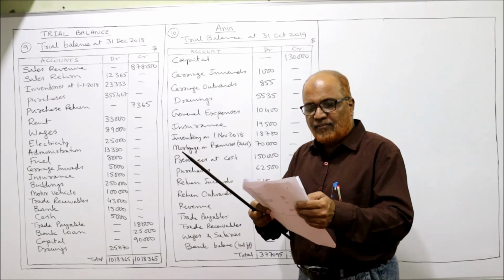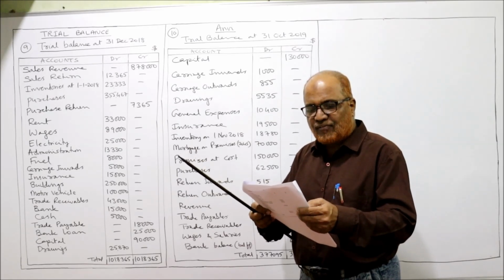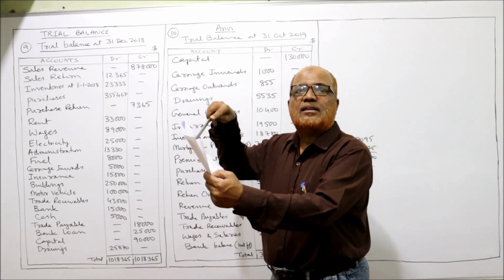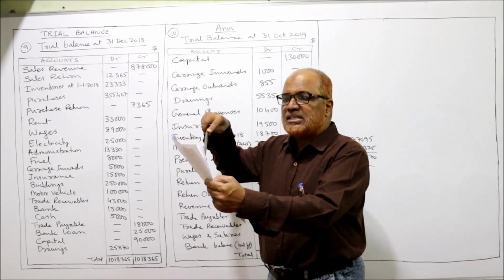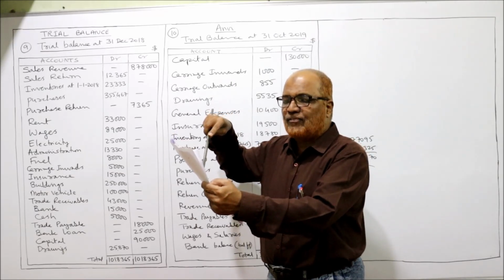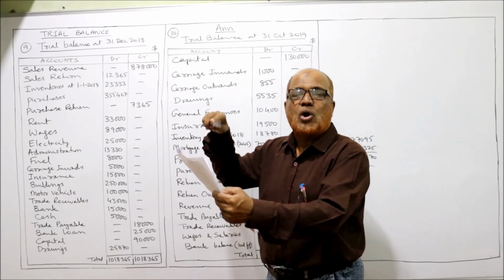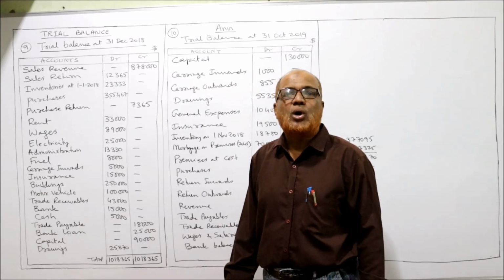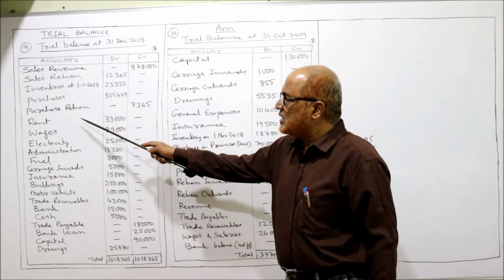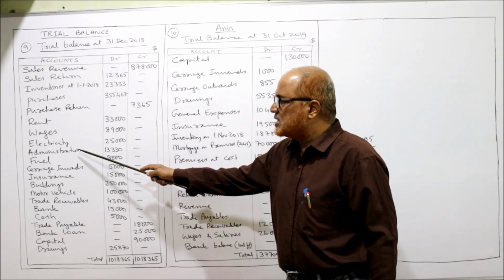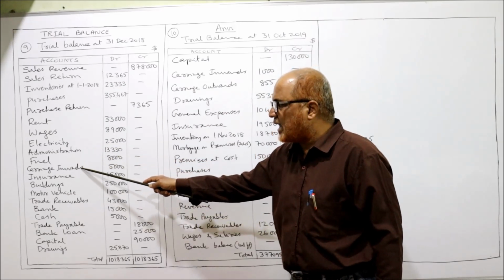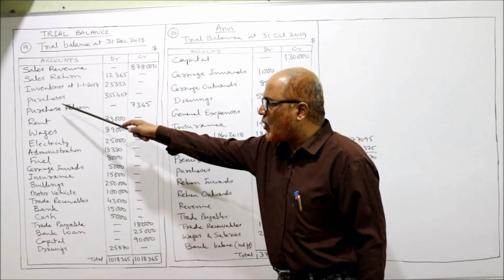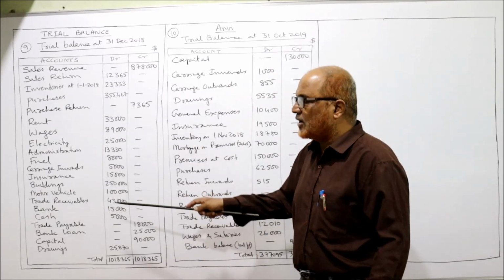Rent, wages, electricity, administration, fuel, carriage inward, insurance. You can see in the problem, all these are expenses, and expenses will show a debit balance. So from rent to insurance, all these are expenses that should be taken in the debit column.